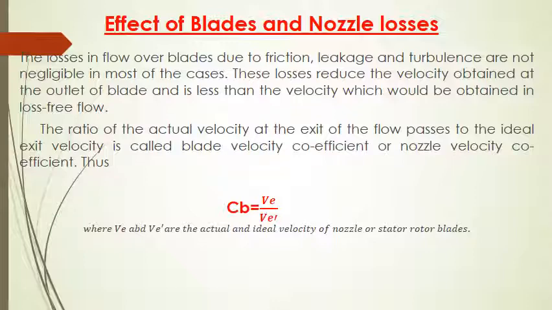The ratio of the actual velocity at the exit of the flow passage to the ideal exit velocity is called the blade velocity coefficient or nozzle velocity coefficient. This term can be represented by the symbol Cb, which is called the blade velocity coefficient or nozzle velocity coefficient. So Cb = Ve / Ve', where Ve and Ve' are the actual and ideal velocity of the nozzle or stator or rotor blades.